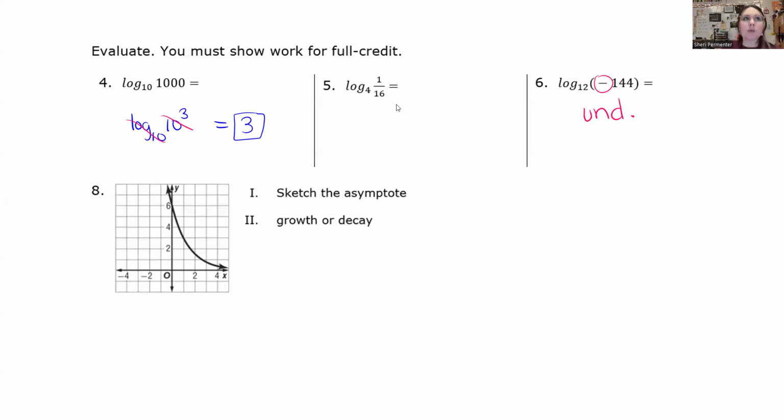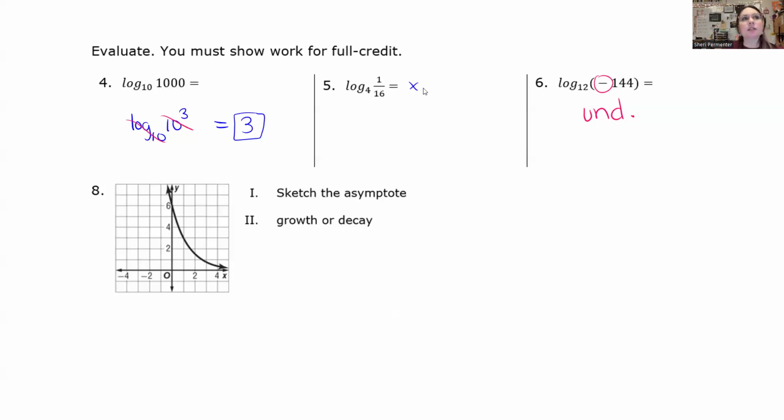The next one, we've got 1 over 16. Well, 1 over 16, can 16 be rewritten as 4 to some power? Yeah, 4 to the second power. So I could rewrite this. I'll solve this one a different way. I could say that this is equal to some exponent. That's the answer to every log. And I'm going to rewrite it.